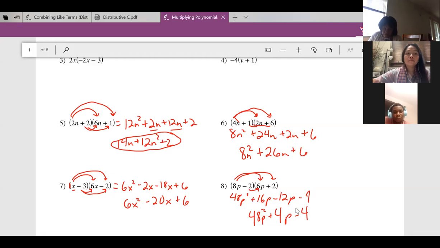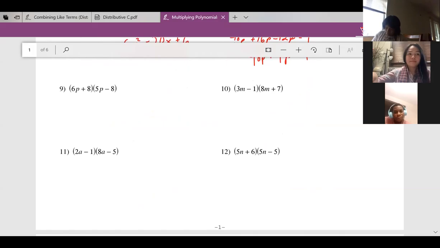Now I'm going to scroll down and see if you guys can still see what I'm sharing. All right, give me a thumbs up if you can see number 9. Number 9, okay? This is number 9. I'll give you 6p times 5p is 30p squared. I'm going to mute some of you because I'm hearing a lot of background noise. Okay. There, that's better. All right.